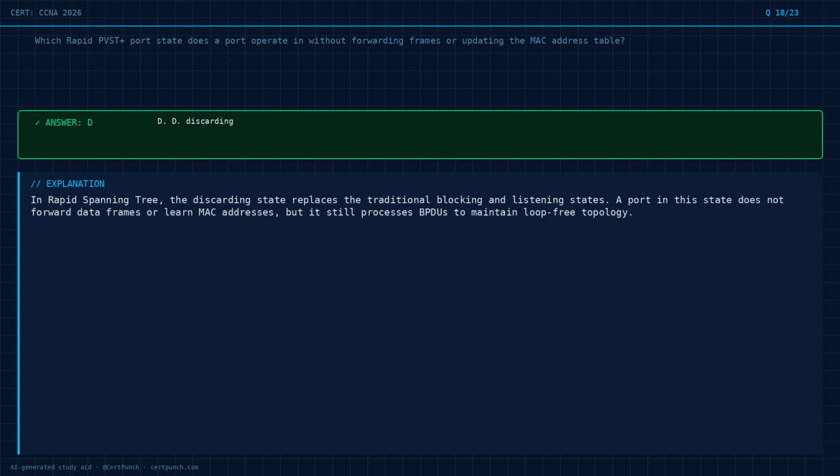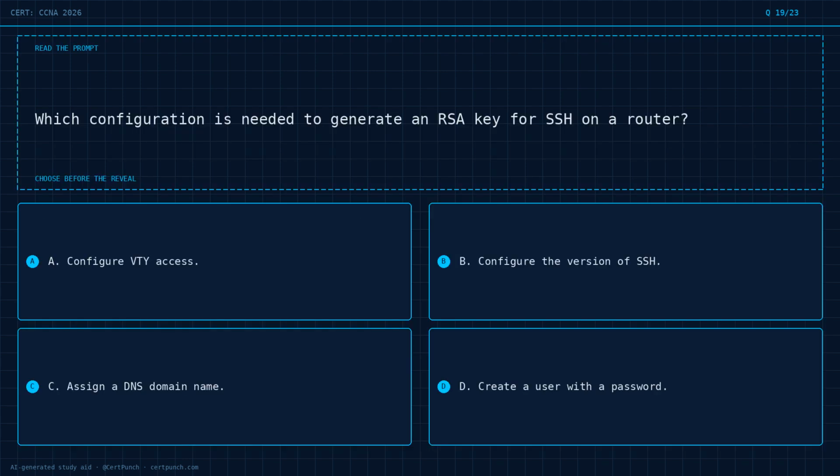Question 19 of 23. Which configuration is needed to generate an RSA key for SSH on a router? Option A. Configure VTY access. Option B. Configure the version of SSH. Option C. Assign a DNS domain name. Option D. Create a user with a password. Decide on the strongest option before the reveal. The answer is option C.